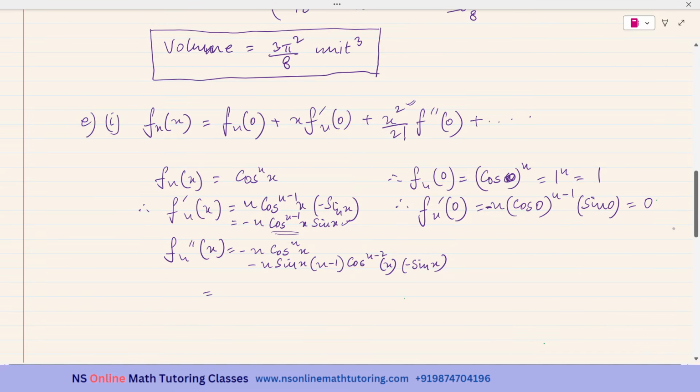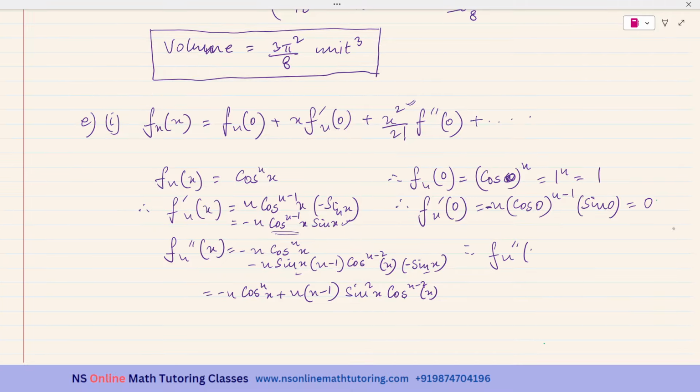So this is equal to minus n cos nx, and there is this minus sign, so it will become a plus sign, and it is n times n minus 1 and sine x, and this is sine x, so it is sine square x and cos n minus 2x.